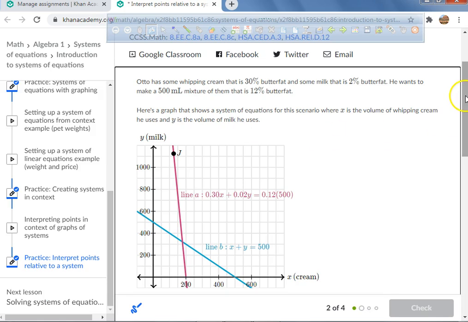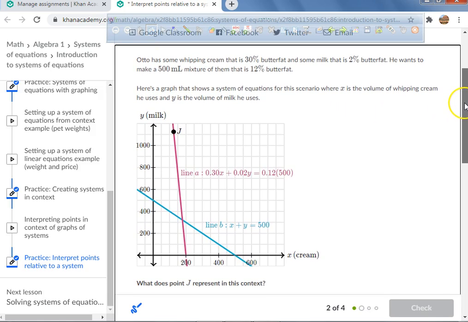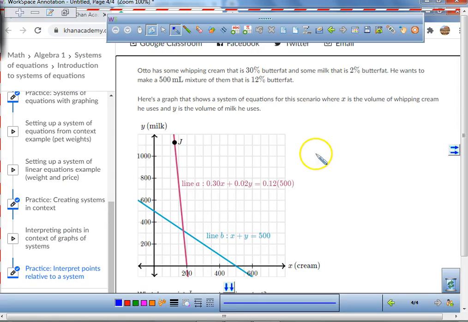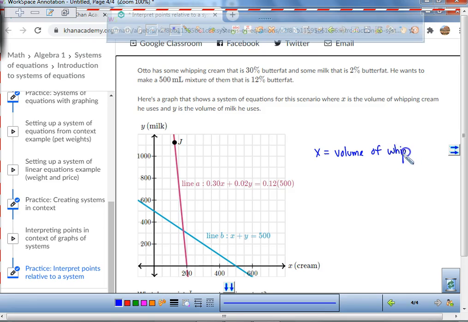So here's what I'd like you guys to do. We're going to label some things before we go ahead and choose an answer on this. So the first thing I'm going to do is put x equals the volume of whipping cream.